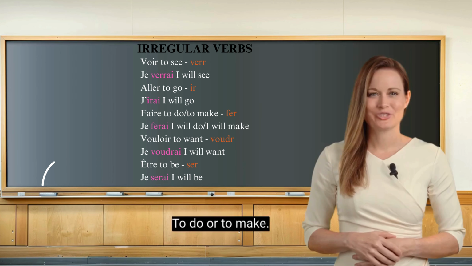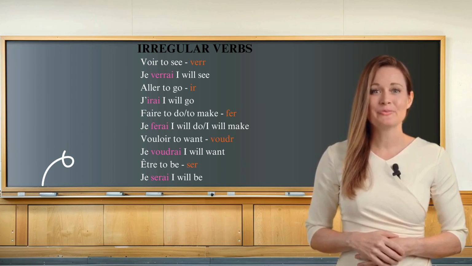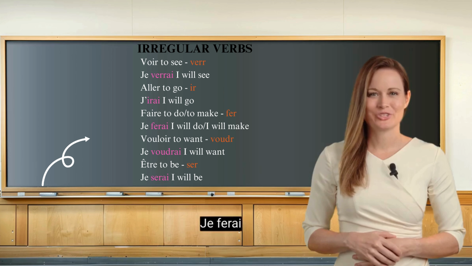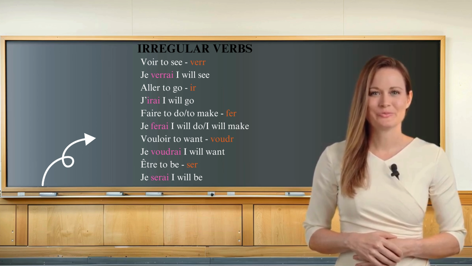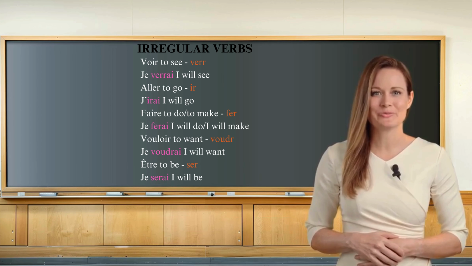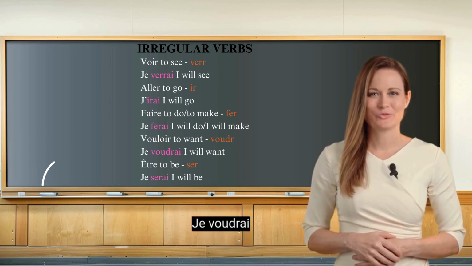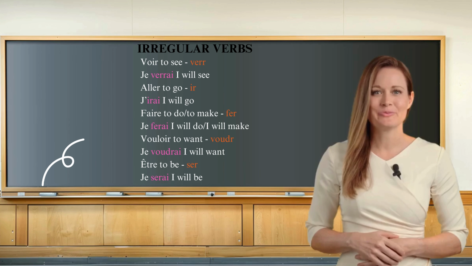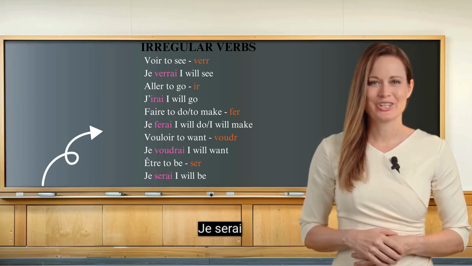Faire, to do or to make. The future stem is fer. If I wanted to say I will do or I will make, I would say je ferai. Vouloir, to want. The future stem is voudr. If I wanted to say I will want, I would say je voudrai. Être, to be. The future stem is ser. If I wanted to say I will be, I would say je serai.